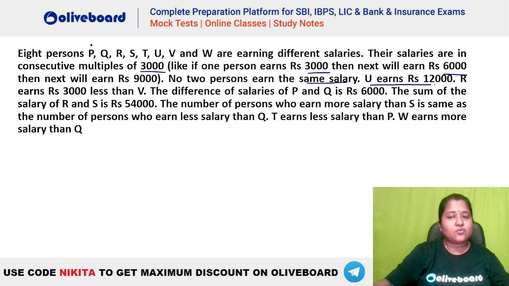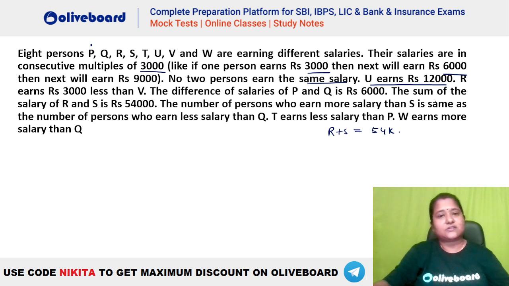Now it is given U has to earn rupees 12,000. So this is a fixed information that U is having 12,000 in here, right? That is a fixed information here. R earns 3,000 less than V. The difference between P and Q is 6,000. The sum of the salaries of R and S is 54,000. So now we know that R plus S has to be how much? 54k. Okay, now let's take the cases.